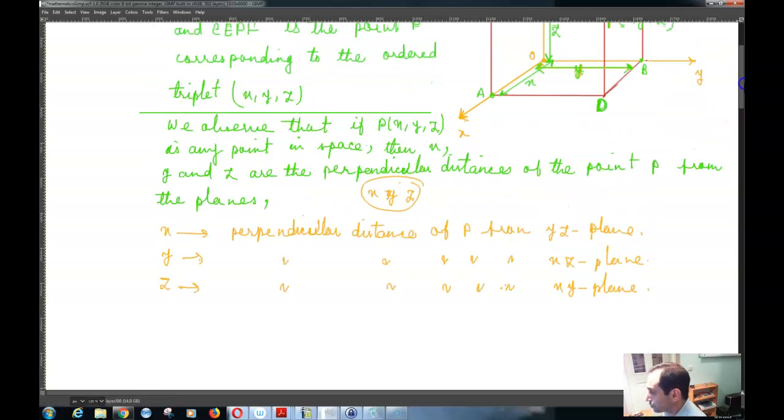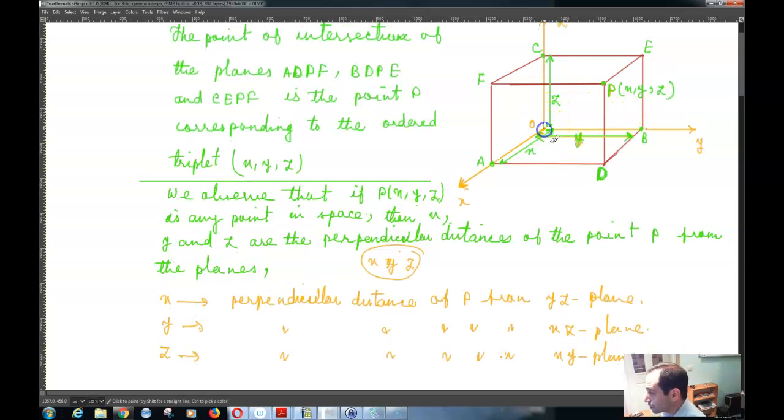The next thing that we have here is the coordinates of the origin that we had here. The origin that we had here, we called it O, and the coordinates of this point over here with respect to this whole coordinate system is 0, 0, 0. That is, these are the coordinates of the origin.